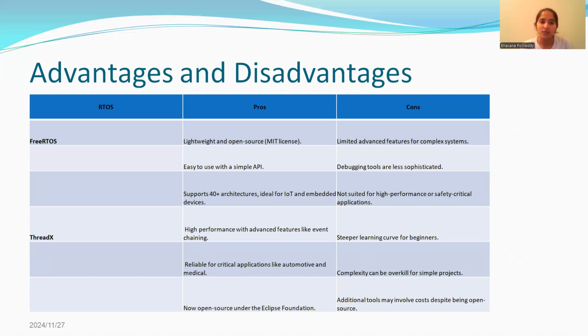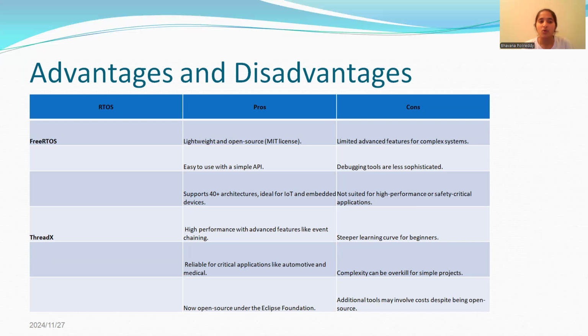For FreeRTOS, let's talk about the pros. It is lightweight and open source, and it is easy to use with simple APIs, and it supports 40-plus architectures, ideal for IoT and embedded systems. Let's talk about the pros for ThreadX, which has high performance with advanced features like event chaining and is reliable for crucial applications like automotive and medical. And ThreadX is now open source under the Eclipse Foundation.